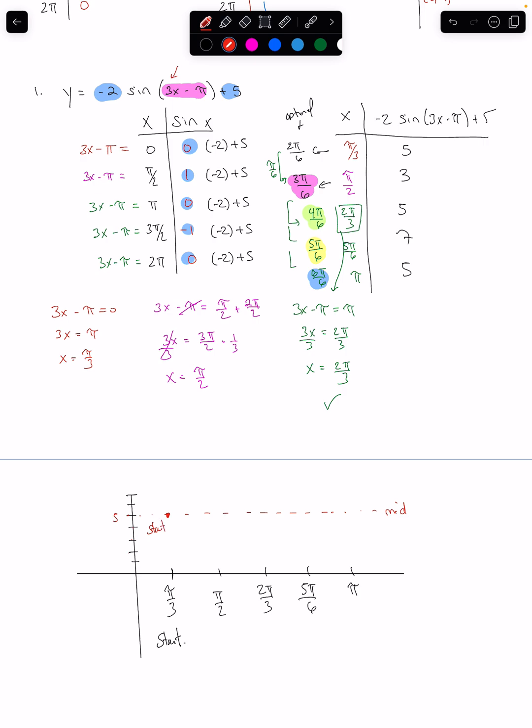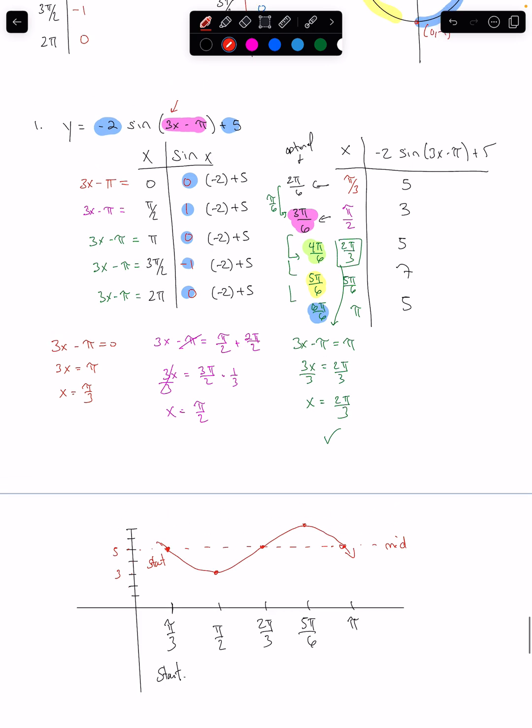Okay, from here, it's negative sine, so it's going down. So I'm going to go down to 3. Put my pi over 2, 3. Then at 2 pi over 3, I go back to 5. At 5 pi over 6, I go up to 7. And then at pi, I go back to my midline. And this will go on forever, right?